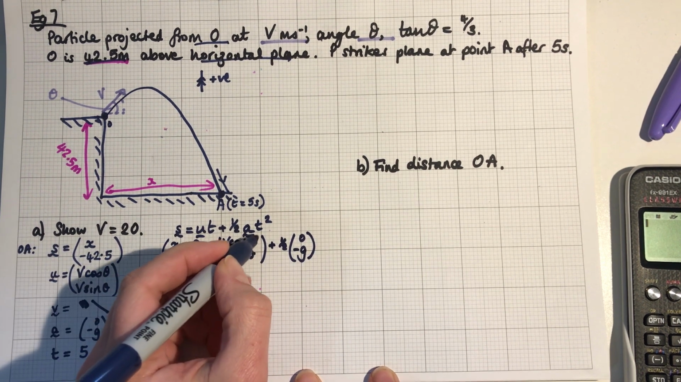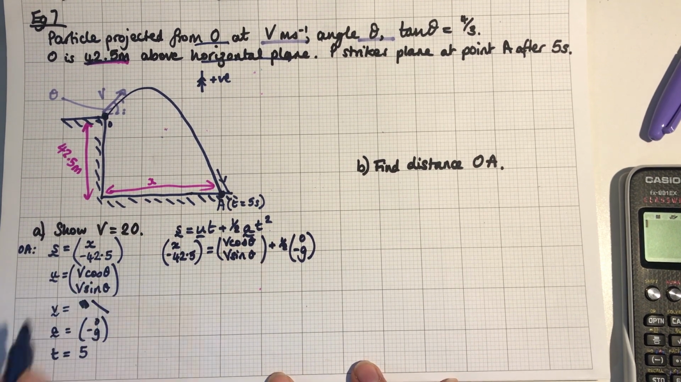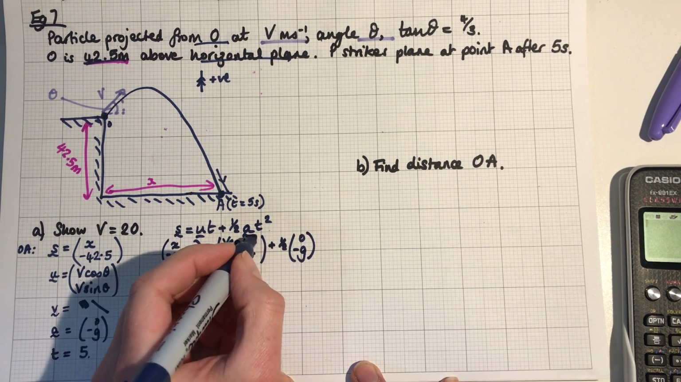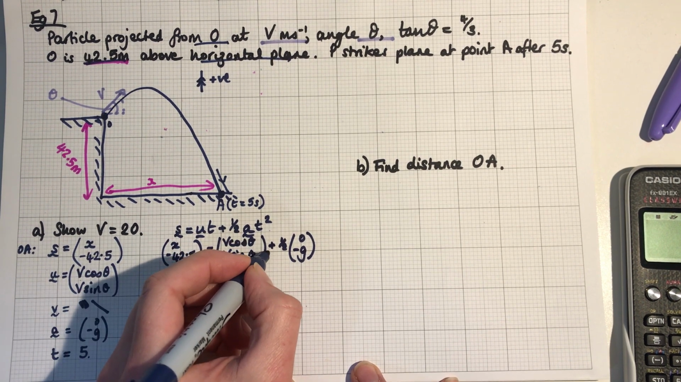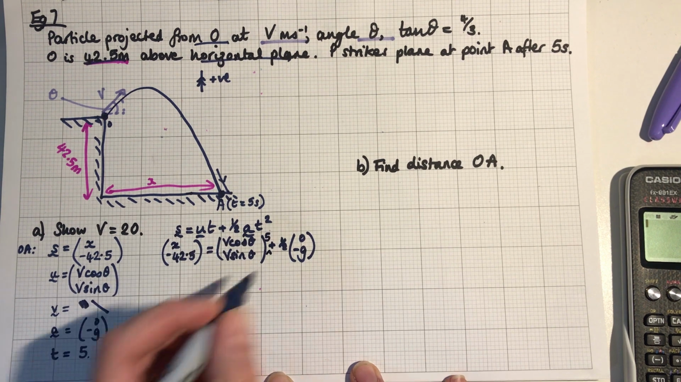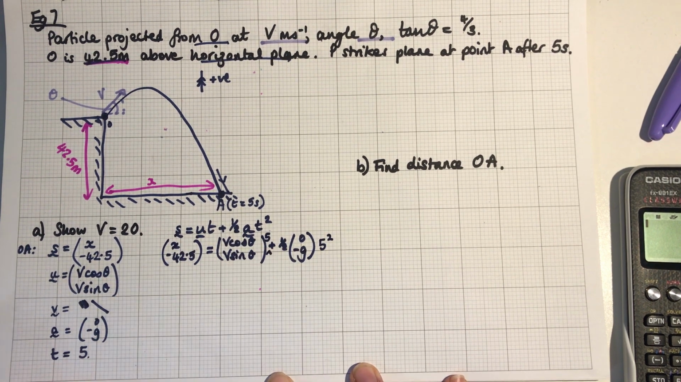Missed the T off there. T is 5, so for now I'm going to put 5 there and then 5 squared there, and we'll deal with the multiplications and things like that in a moment.